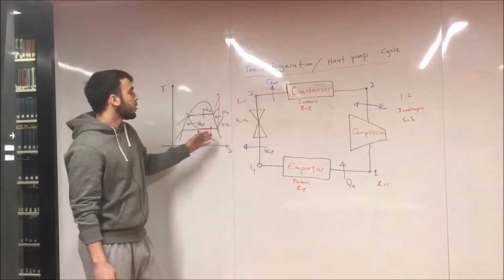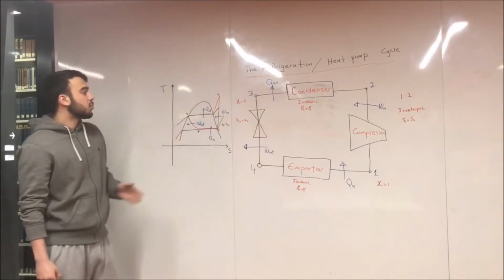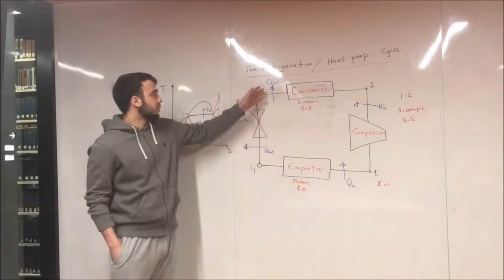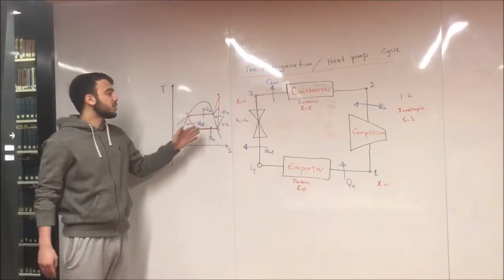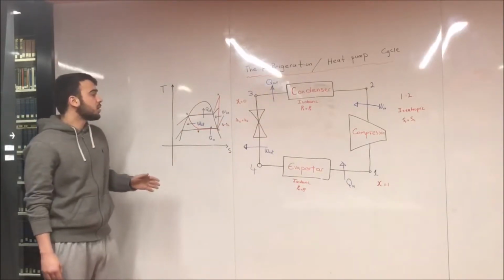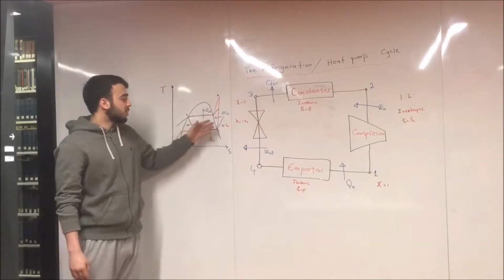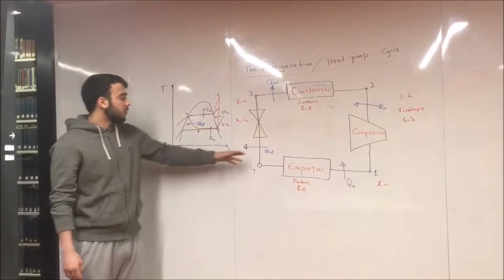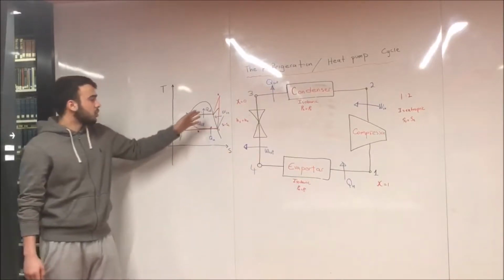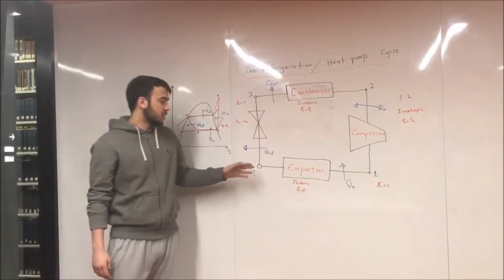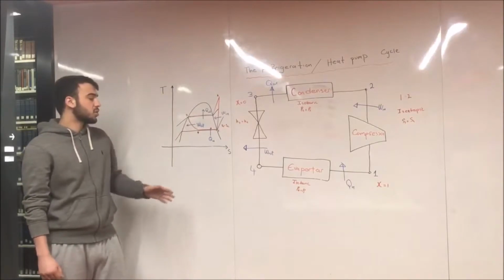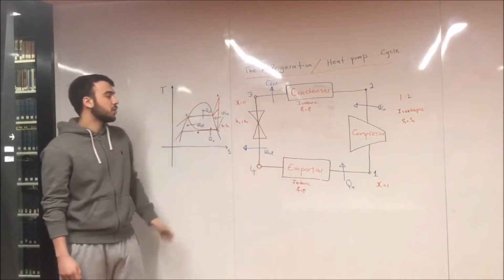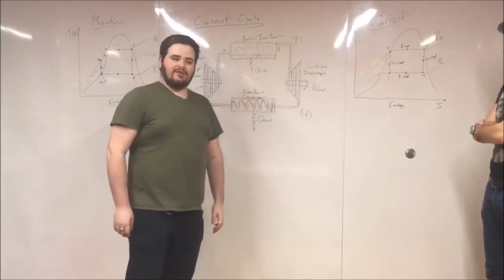From 2 to 3, we have an isobaric process, where pressure is constant, and the condenser releases heat, as you can see. When it gets to 3, it becomes a saturated liquid before entering the valve. After entering the valve, the pressure goes down, and we have work leaving from point 3 to 4. From 4 to 1, it's an isobaric process again, pressure is constant, and we have Q being added through the evaporator. And now we move on to the Carnot cycle.